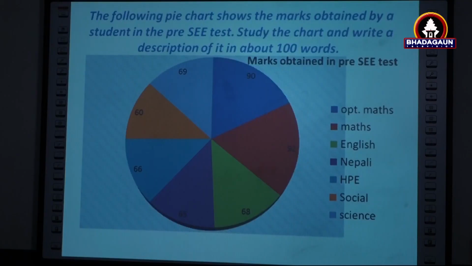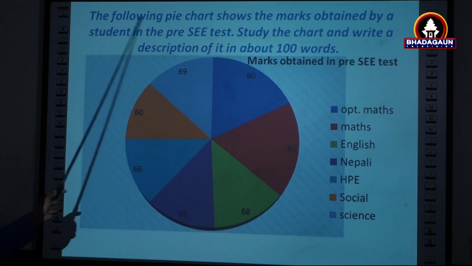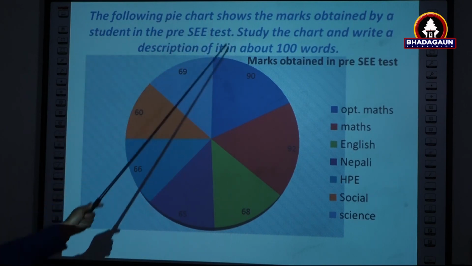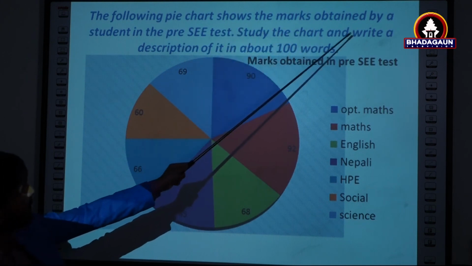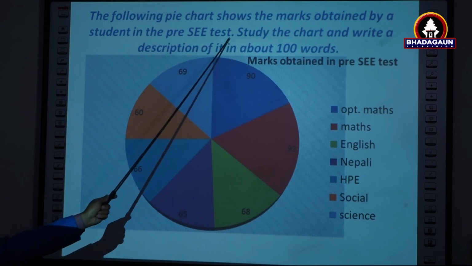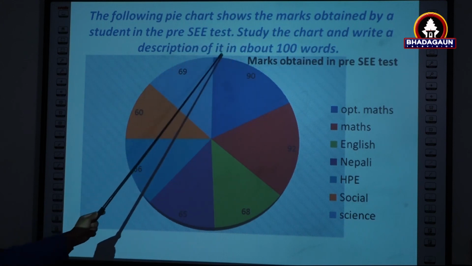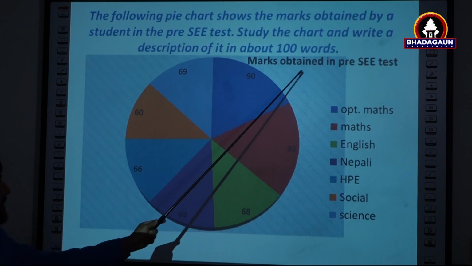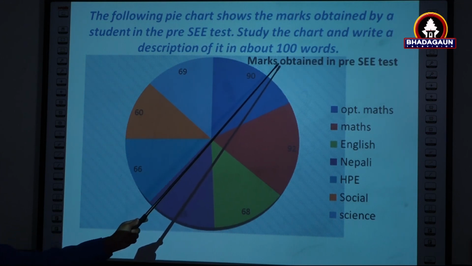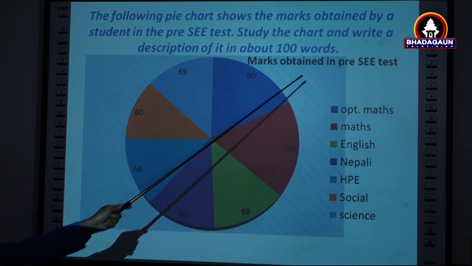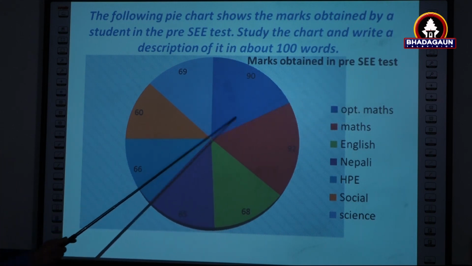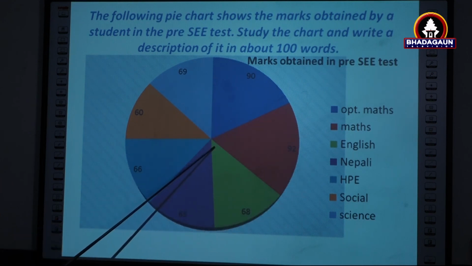So finally, I would like to write the very nice and perfect answer of this question. I have put this question for your practice. The following pie chart, this is the pie chart, as you know, shows the marks obtained by a student in a pre-SE test. Study the chart and write a description of it in about 100 words. The title of this pie chart will be marks obtained in a pre-SE test. This will be the title, and first write 2 or 3 sentences about what you generally see here.